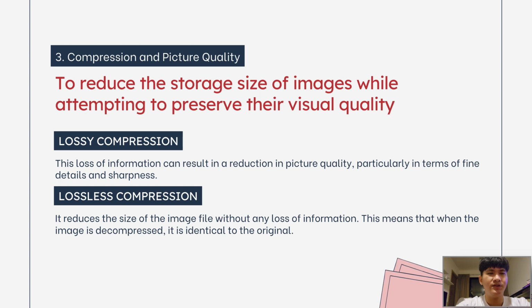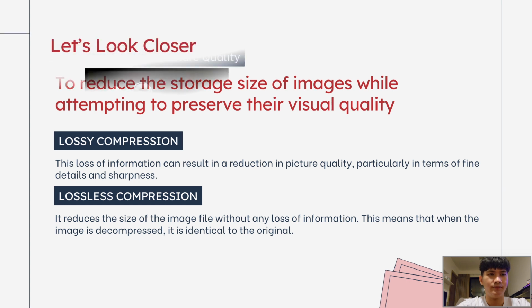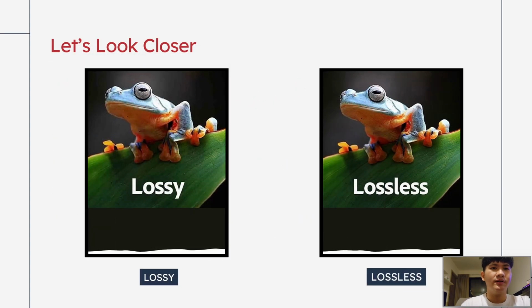Lossless compression reduces the size of the image file without any loss of information. This means that while the image is decompressed, it is identical to the original, so lossless compression maintains image quality perfectly. It does not achieve as high a compression ratio as the lossy method. Look at the image, you will see the lossy one is blurrier than the lossless one.